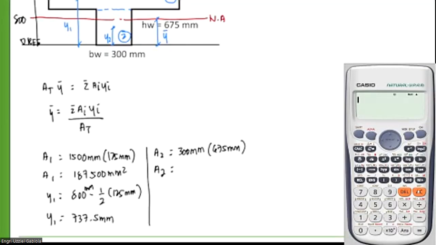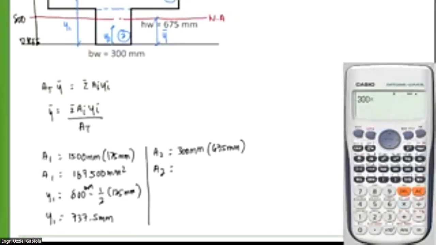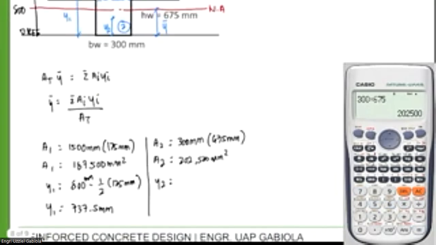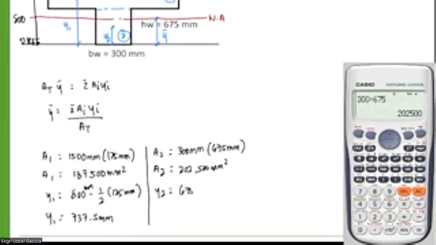So that is just 300 times 675, so 202,500. Okay. Then for y2, looking at the figure, this is the centroid. So that is just half of the height. So we need 675 mm divided by 2. So that is 337.5 mm. Okay. So once we have that, we can now substitute it in our equation here at the top.